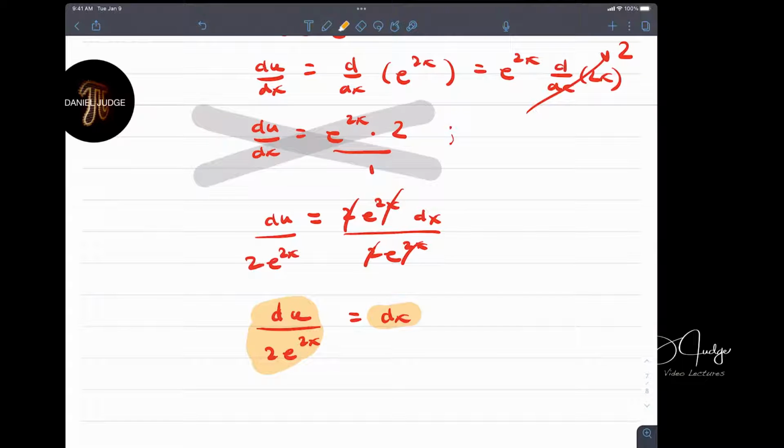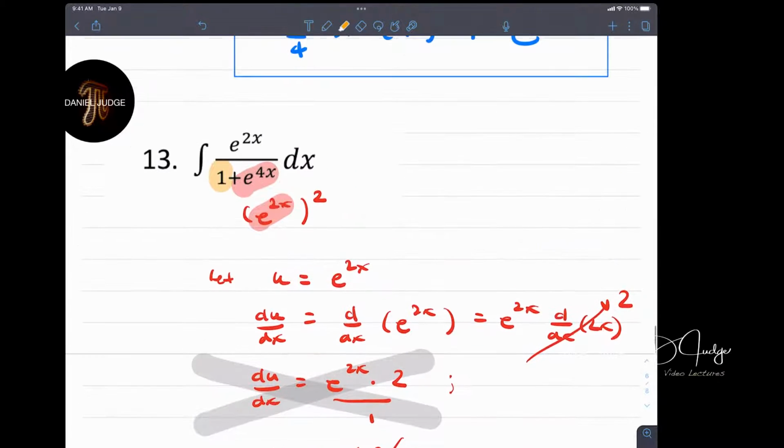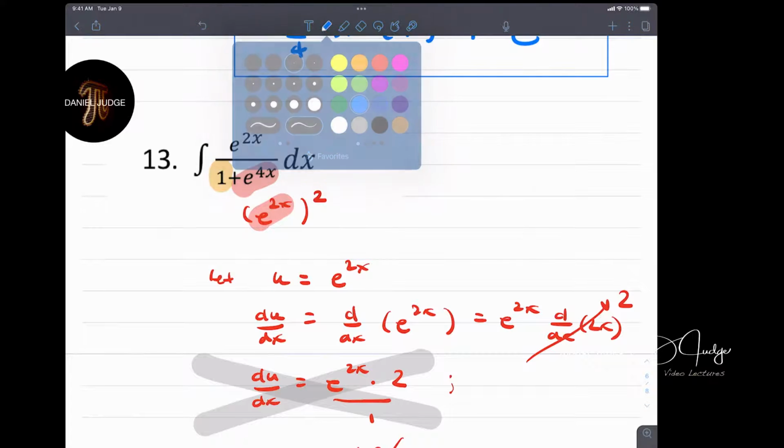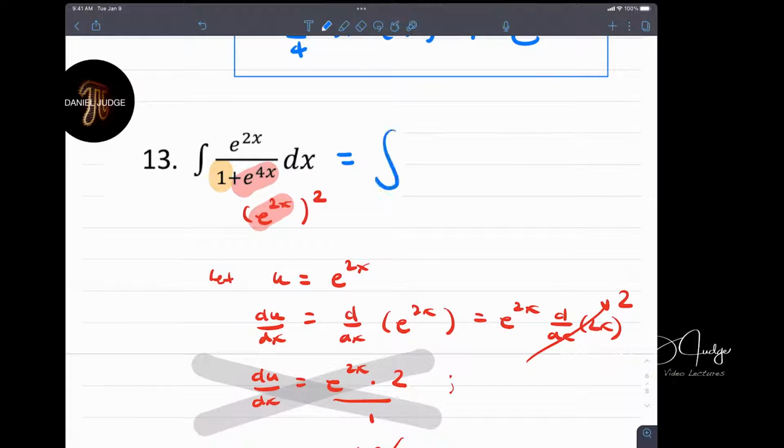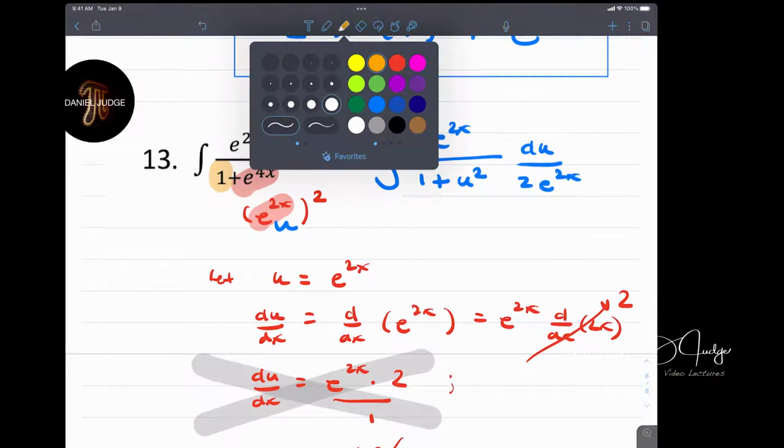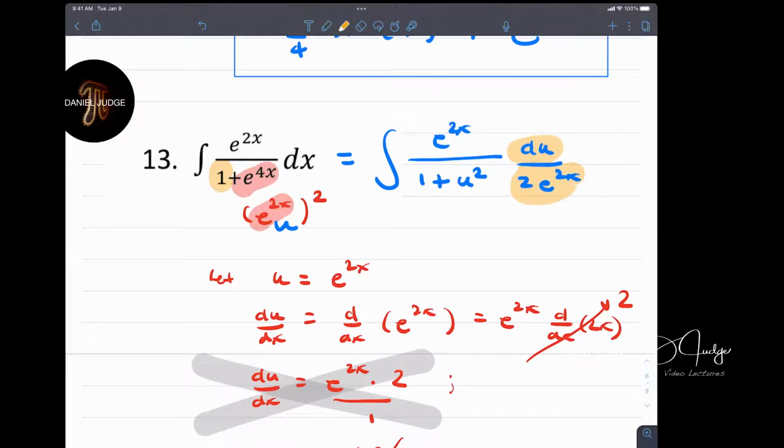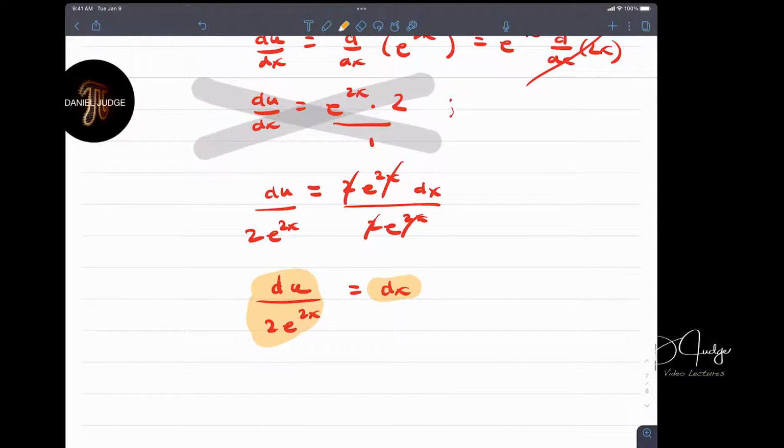Du over 2 e to the 2x. Okay. So let's see what we get by u sub. We have the e to the 2x, that's still on top. That's now 1 plus u squared now, because this is u, remember? And dx is du over 2e to the 2x. That was the orange one, right?